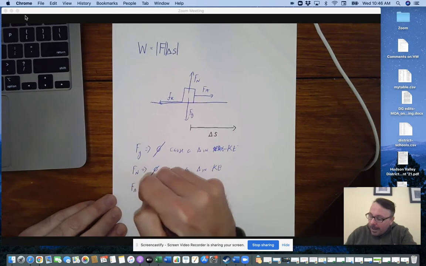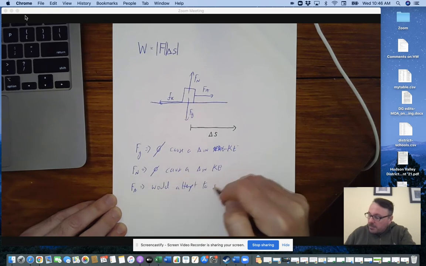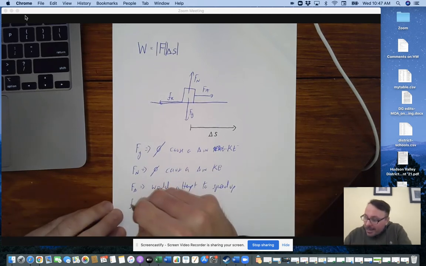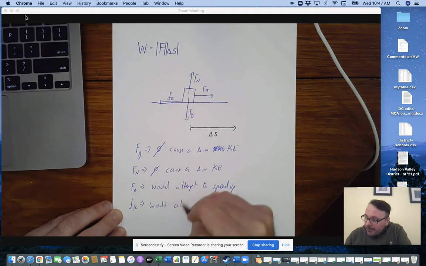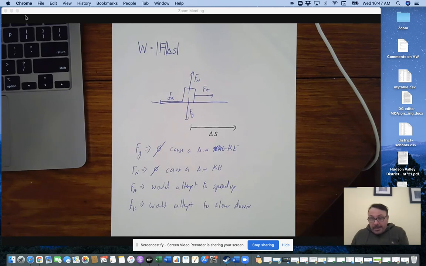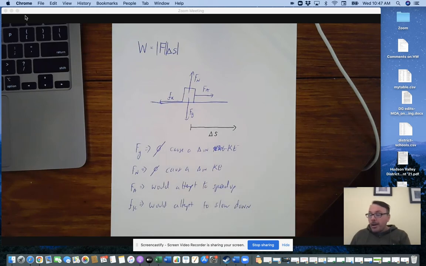I think we would agree the applied force would attempt to speed up the object, right? Why do I say would attempt? Well, I'm just saying if the applied force was the only force acting, it would speed up because of that, right? The kinetic friction here would attempt to slow down the object. Not that it is, because if the applied force is bigger than the kinetic friction, this object would speed up, right? But in and of itself, Fk is trying to slow down the object. So different forces are doing different things.